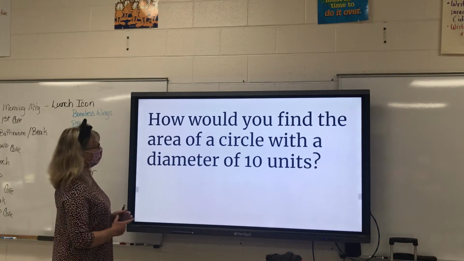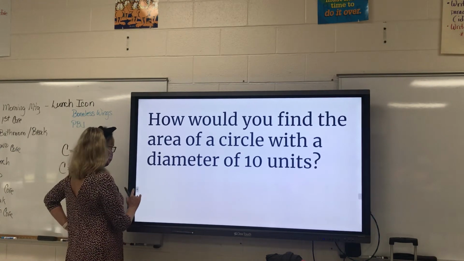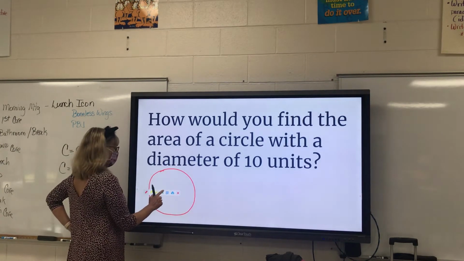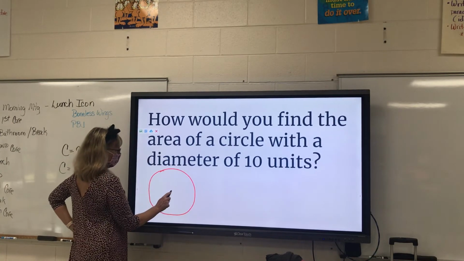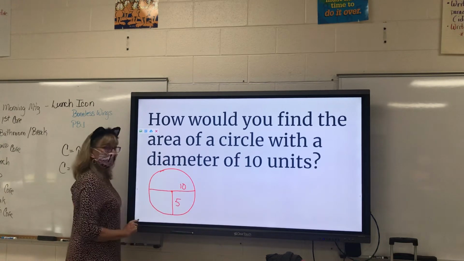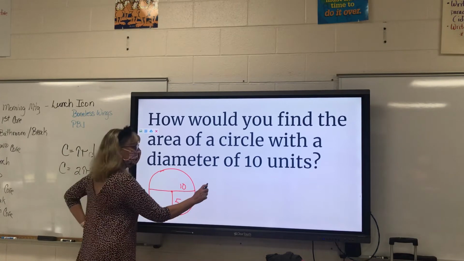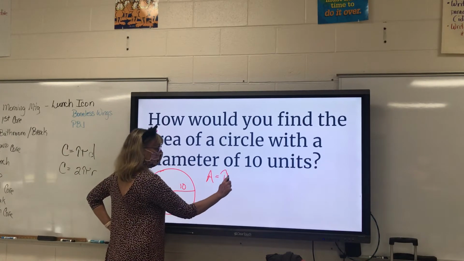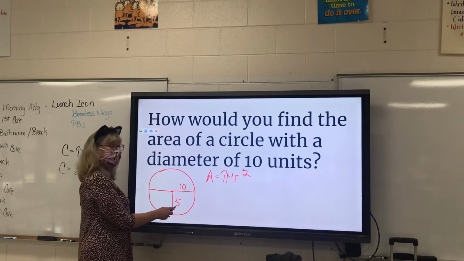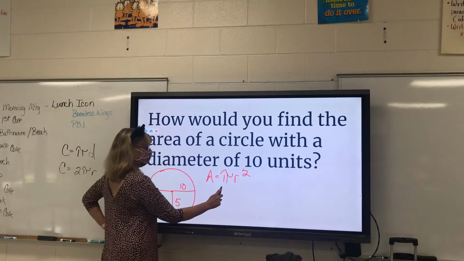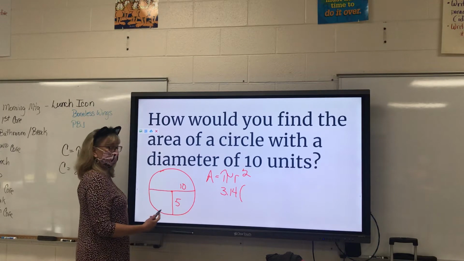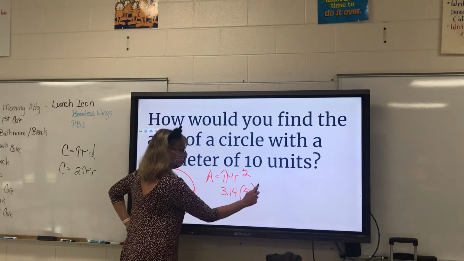How would you find the area of a circle with a diameter of 10? Find the radius, which is half of the diameter, which means the radius would be 5 because 10 divided by 2 equals 5. Okay, so our formula for area of a circle is area equals pi r squared again. And like Jahan said, we needed to find the radius. So we're going to do 3.14 times what? What's the radius of this circle? 5. So this is times 5 squared.